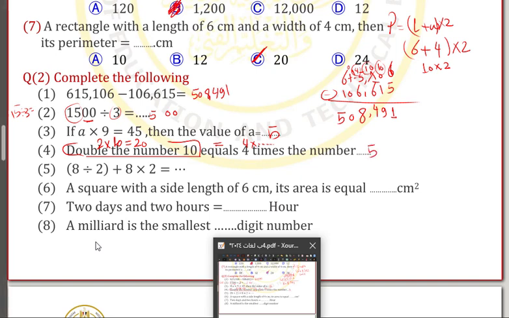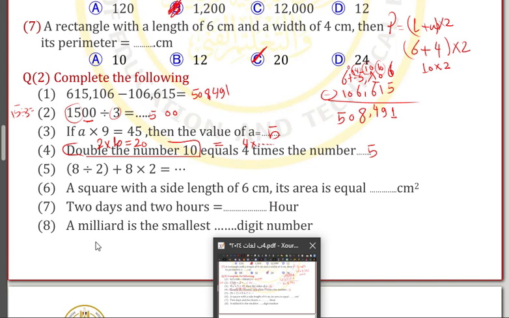Again, double the number 10 equals 4 times the number space. So double the number 10 means 2 by 10, which is 20. 20 equals 4 times the number space. So 4 times 5 will be 20. This is number 4.